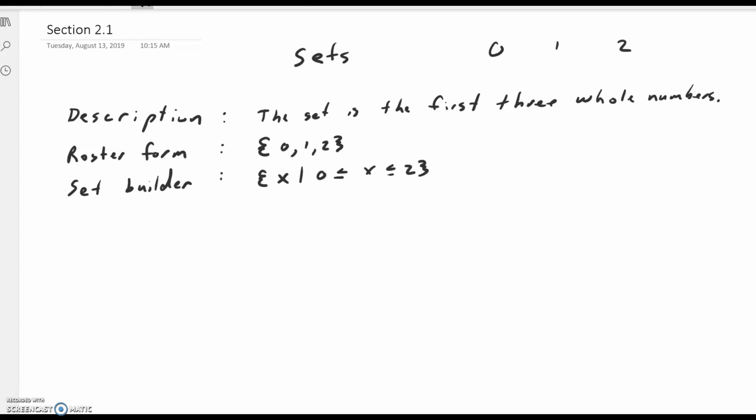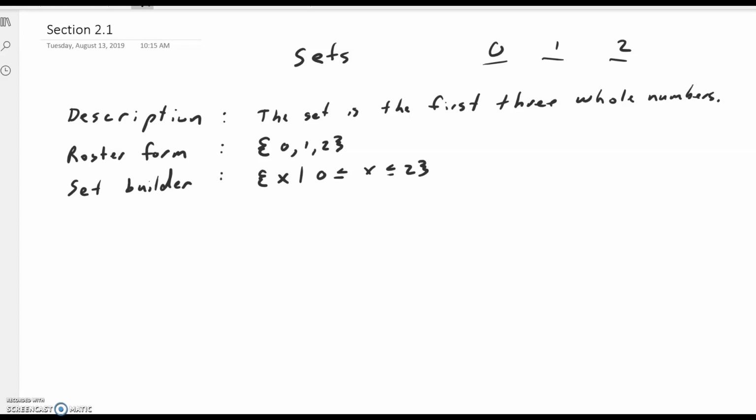So a set is a group of things, and in this case, we're going to have a set built out of these three numbers, 0, 1, and 2. Order doesn't matter, so if I say the set that has 0, 1, and 2 in it, it's exactly the same as the set that has 1, 0, 2 in it. Order doesn't matter in a collection called a set.